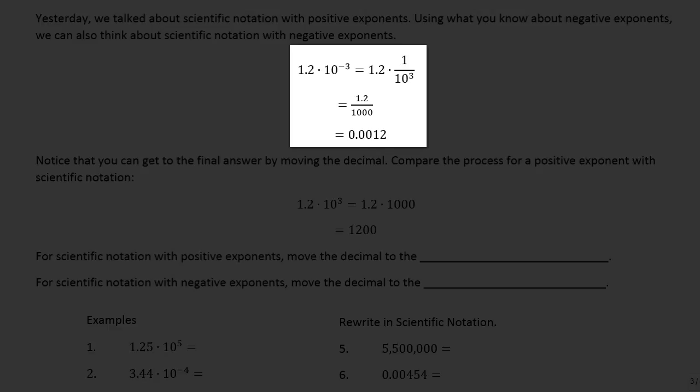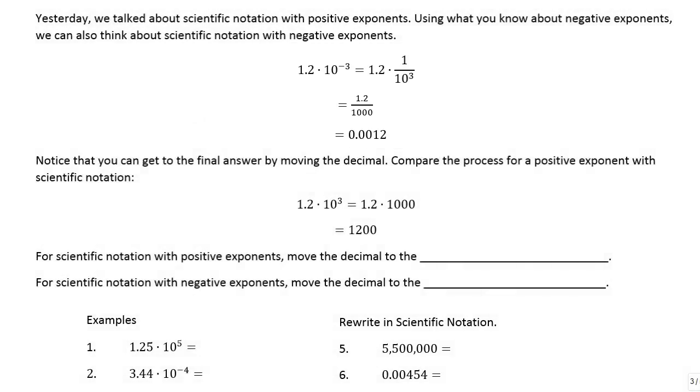In other words, you can go to the final answer by moving the decimal. If we had positive exponents like we looked at yesterday, we can move the decimal to the right. Like with this example, 1.2 times 10 cubed is the same as 1.2 times 1,000, or 1,200. So we could just move the decimal to the right 3 places and get to that same answer. Where now, if we're dealing with negative exponents, we move the decimal to the left.